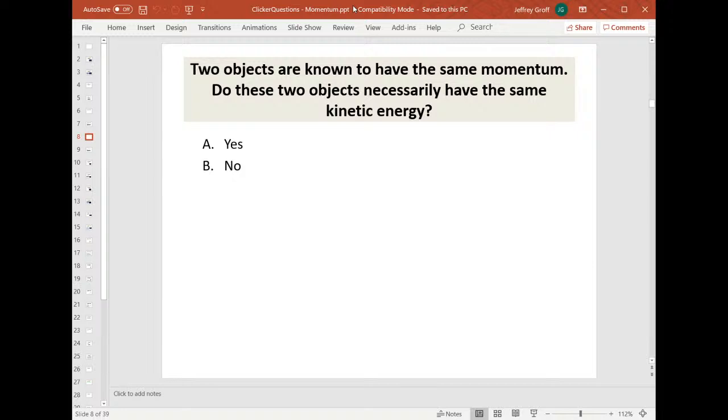Two objects have the same momentum. Does that mean that they have the same kinetic energies? Magnitude. Magnitude here, people. Just magnitude. This isn't worded too well.